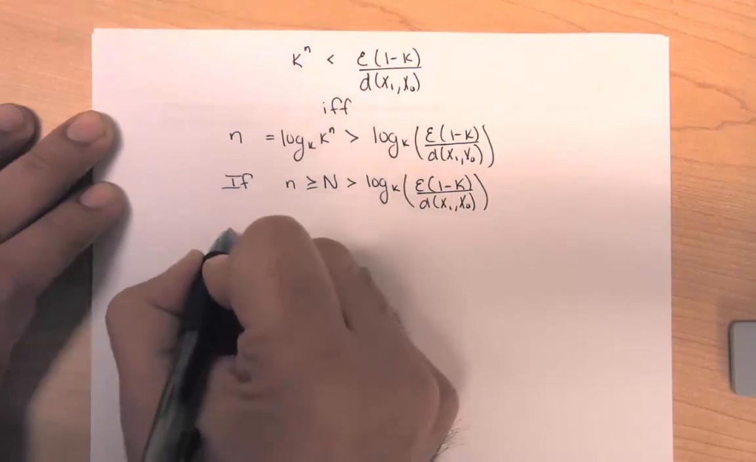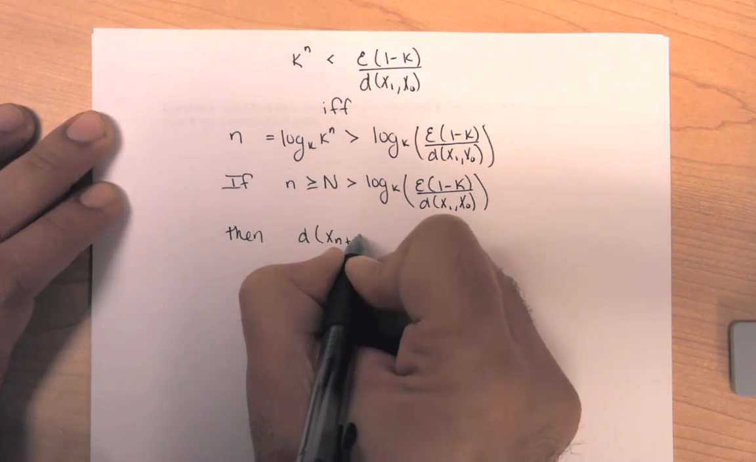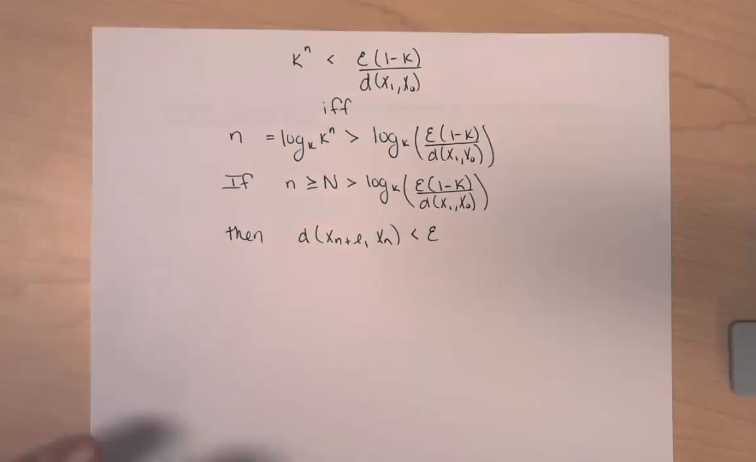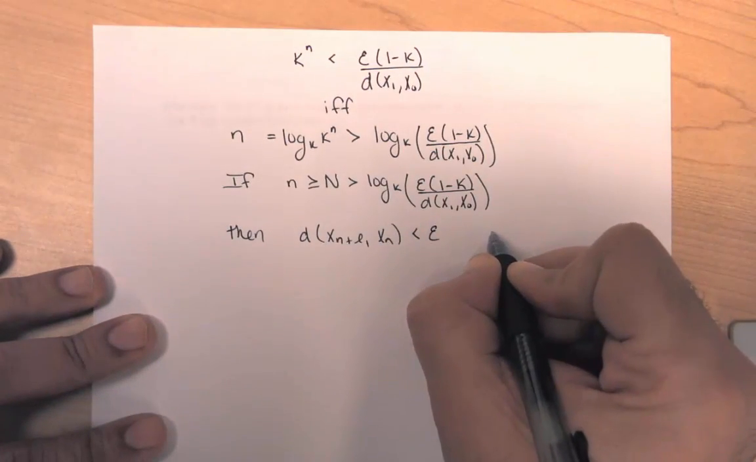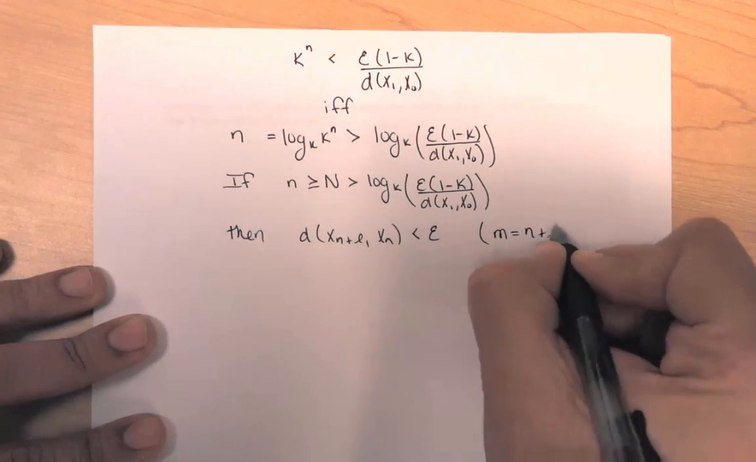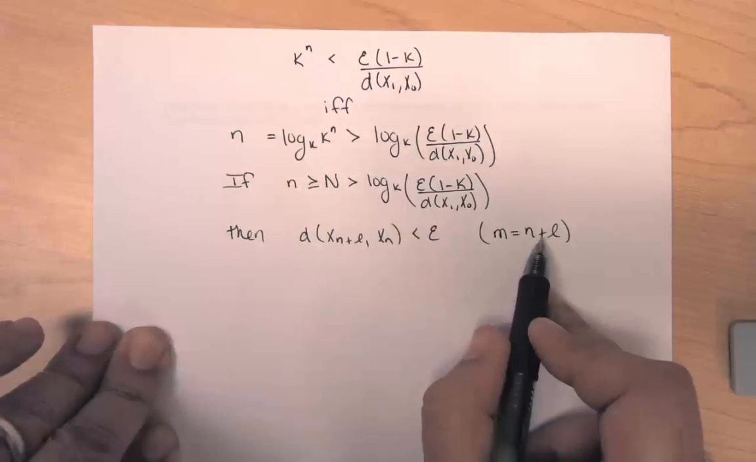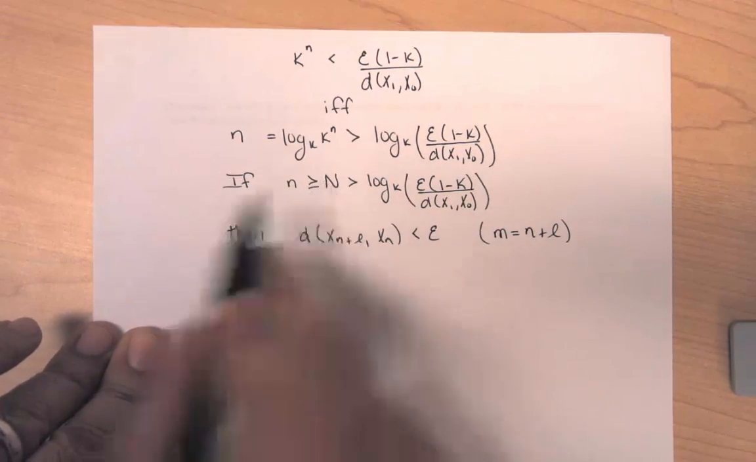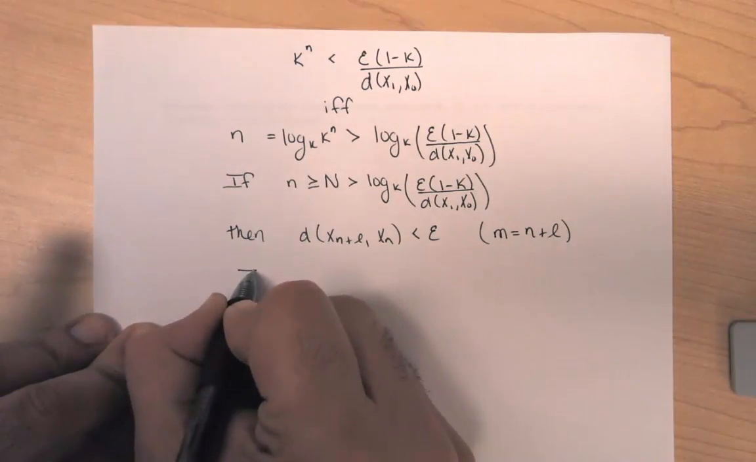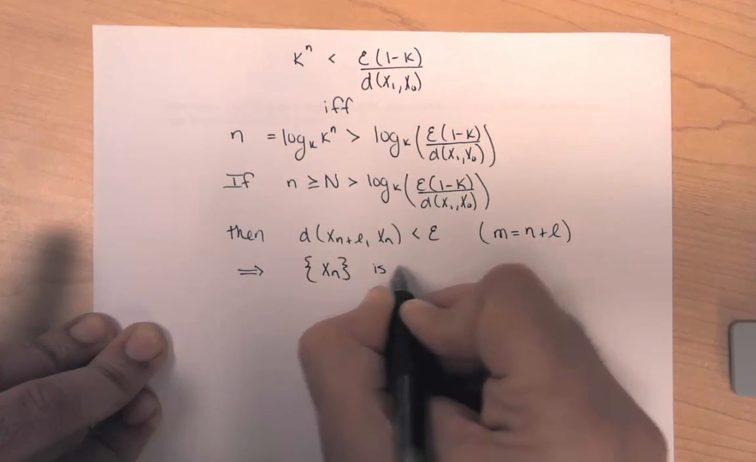So then if this is true, we've shown that the distance between x_{n+L} and x_n is less than epsilon. And well, we just let m equal n plus L. Of course, if n is greater than or equal to N, n plus L is also greater than or equal to N. So we've shown our Cauchy condition. Our sequence is Cauchy.